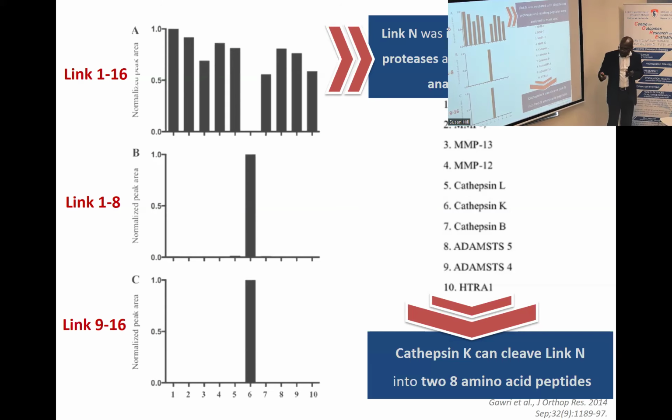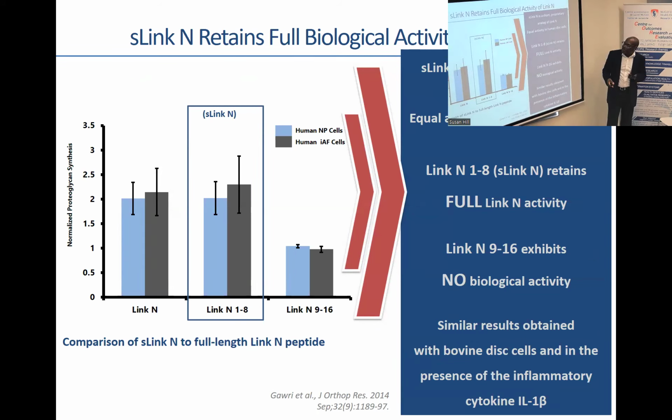And then we did all sorts of experiments. It was kind of Sherlock Holmes, which was exciting for a scientist. But eventually we found that the active part is the first 8 amino acids, and the cleavage is releasing that 8 amino acid peptide. So when we got that 8 amino acid peptide, of course we wanted to find out, is this active? And we found that indeed it was active. And since we are very original, we called it short Link N. And so that's where the short Link N came from. So the first 8 amino acids is where the activity is.